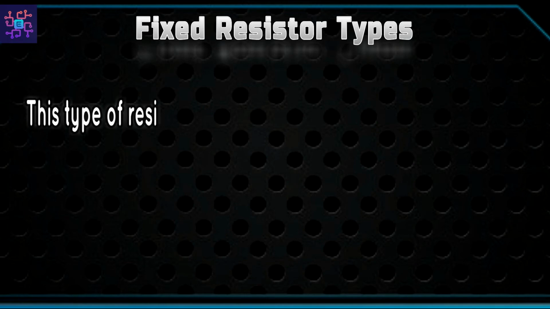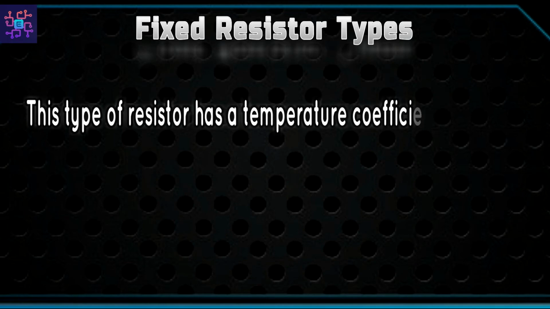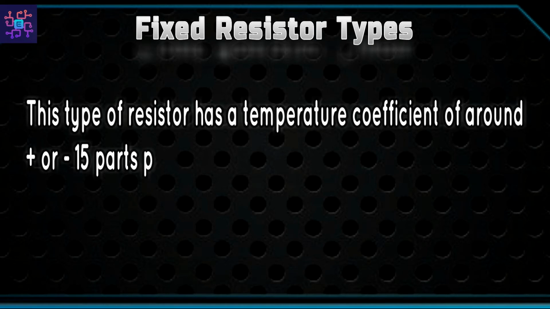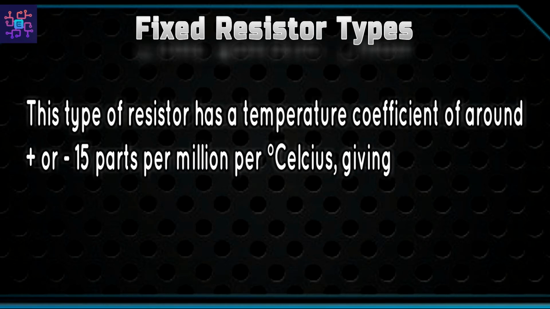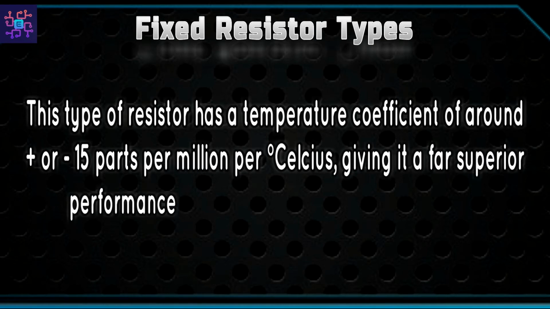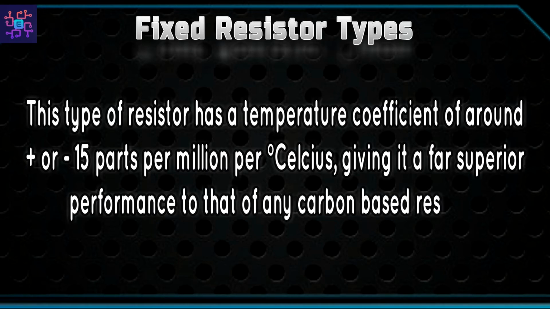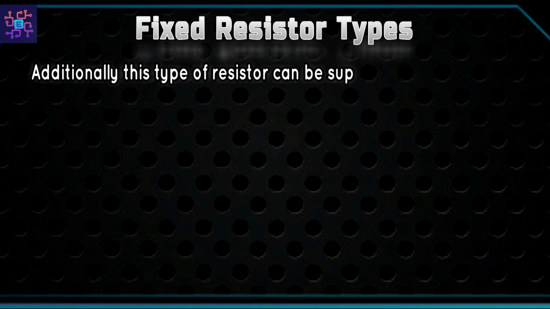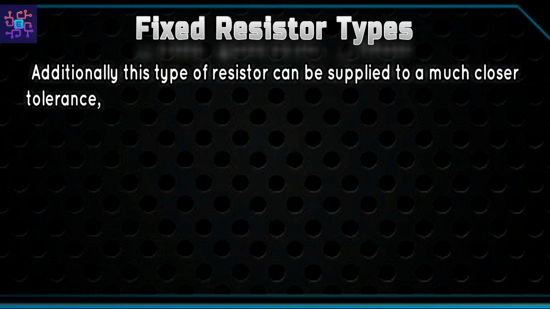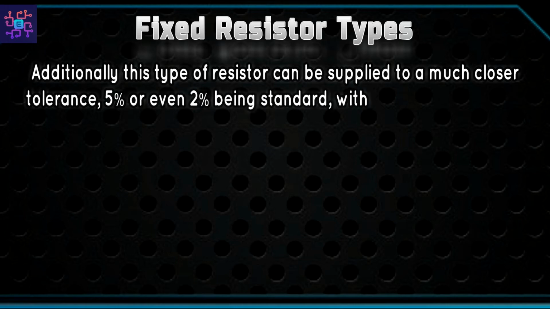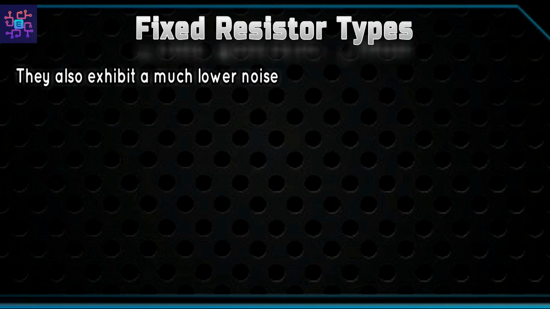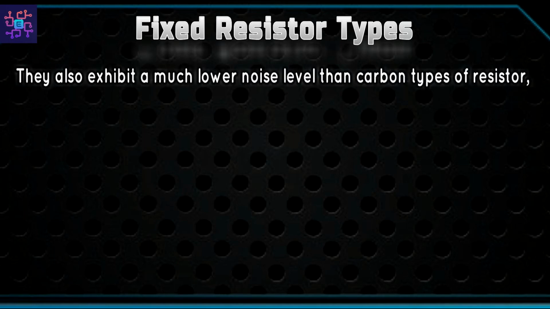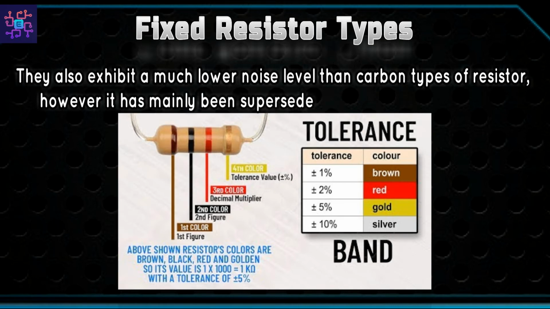This type of resistor has a temperature coefficient of around plus or minus 15 parts per million per degree Celsius, giving it a far superior performance to that of any carbon-based resistor. Additionally, it can be supplied to a much closer tolerance, 5% or even 2% being standard, with even 1% versions also available. They also exhibit a much lower noise level than carbon types of resistor. However, it has mainly been superseded by the metal film resistor.